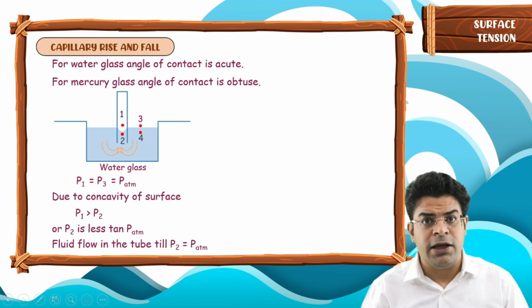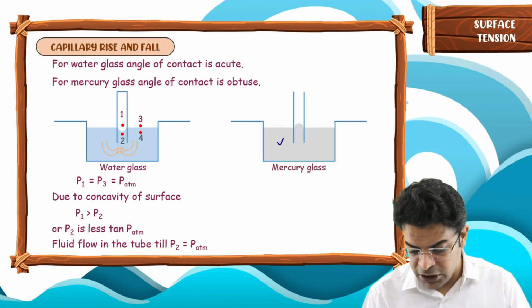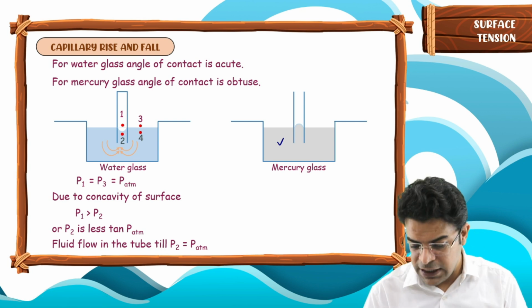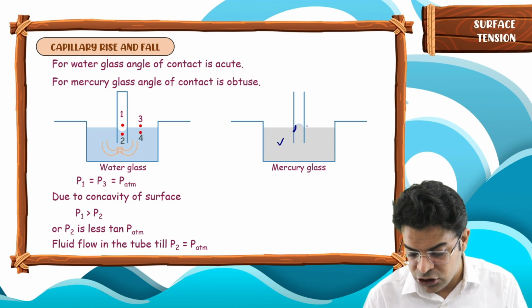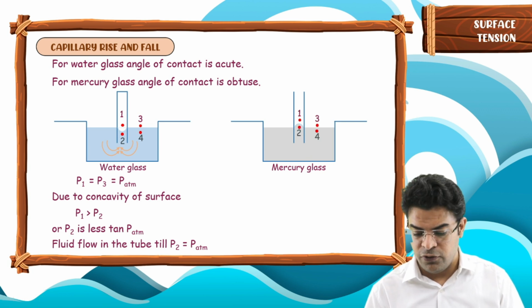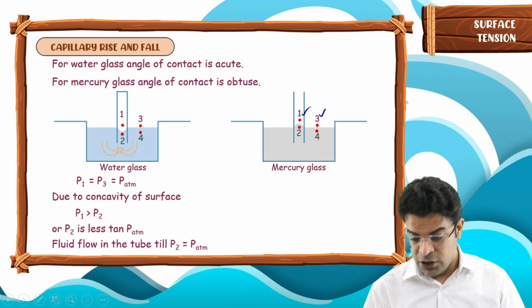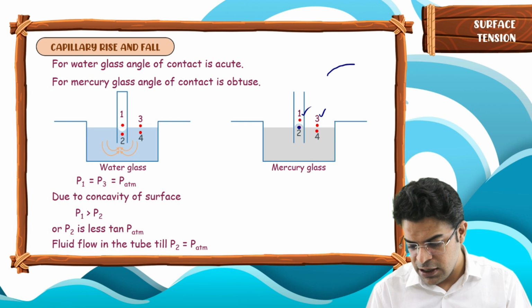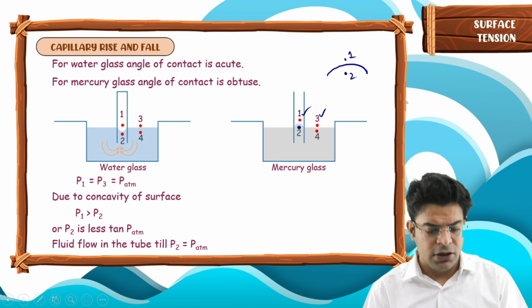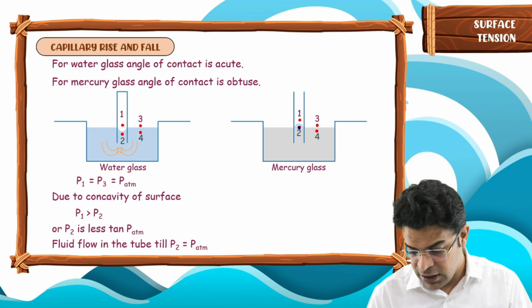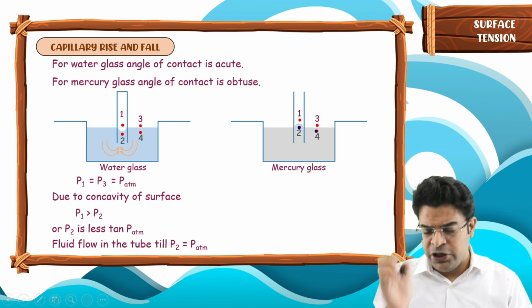Why do we find a dip in the case of mercury? Let's see. If you have mercury and you place a glass tube in it, what happens? We know that for mercury and glass the angle of contact is obtuse, so we get this type of curvature. Now again visualize 4 points: 1, 2, 3, 4. At 1 and at 3 the pressure is P atm. At 2, tell me, will the pressure be more than P atm or less than P atm? Just by looking at the concavity of the surface, we know that the pressure at point 2 has to be higher. At point 2 the pressure will be more than P atm because of the concavity, and at 4 the pressure will be just higher than P atm, it is just below.